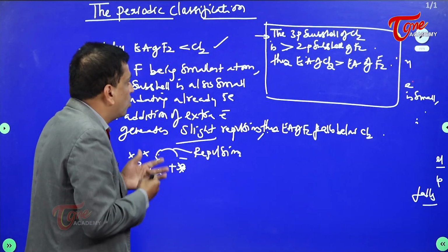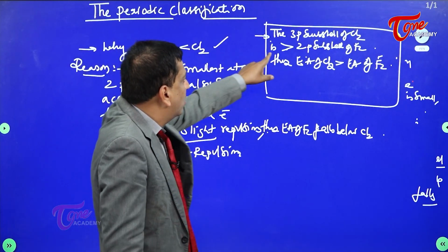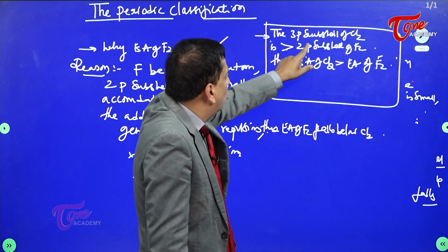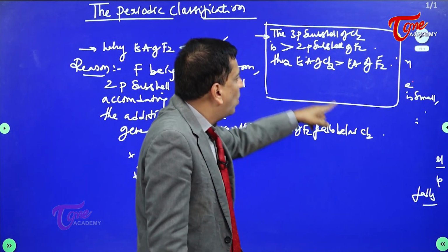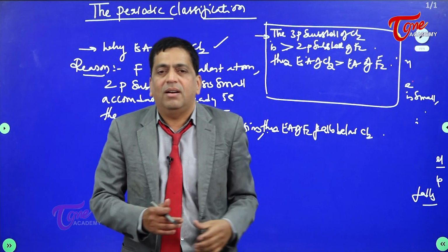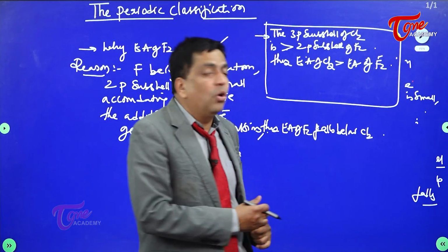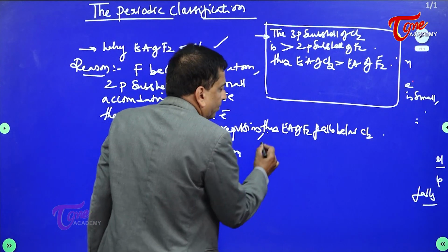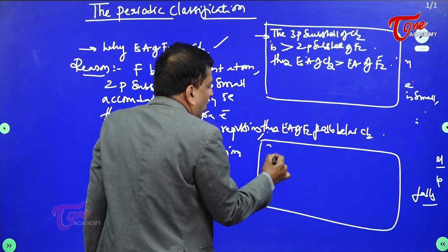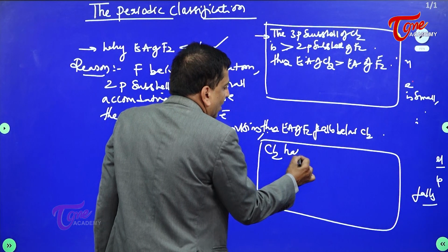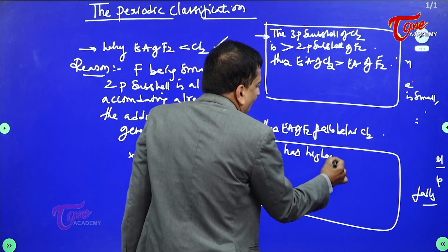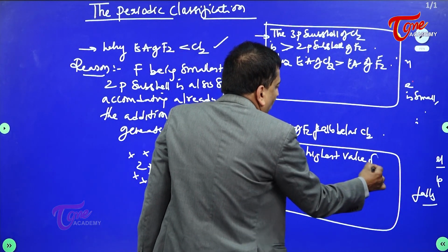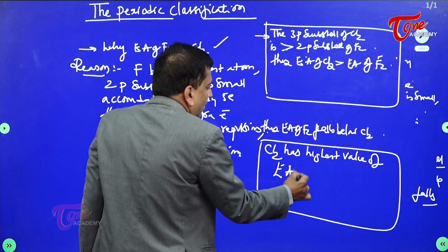You must understand that is one way of answering. But otherwise, if you want to answer technically, the 3p subshell of chlorine is greater than the 2p subshell of fluorine. That's why the electron affinity of chlorine is greater than fluorine. In fact, I would like to write, chlorine has the highest value of electron affinity than what?